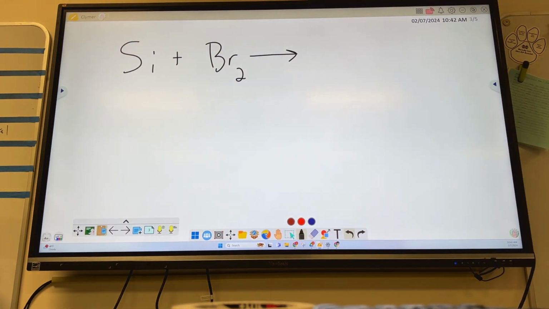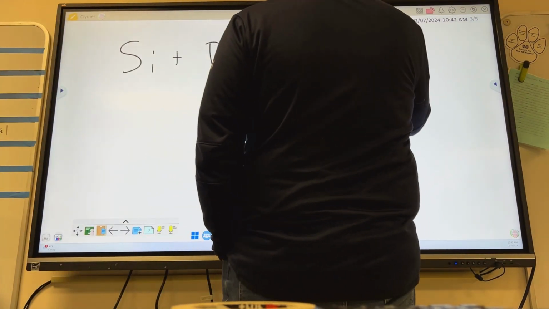All right, so let's identify this equation. What kind of reaction might this be? Synthesis. This is two things coming together. We're not replacing anything. We are just combining these two things together. So what is that going to create? Silicon bromide. Good job.